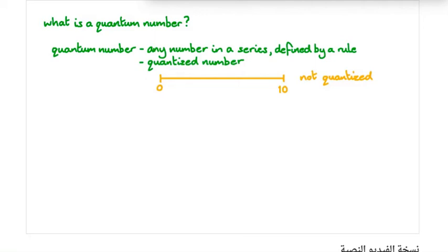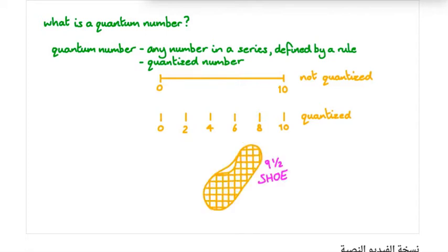There is an infinite number of numbers between 0 and 10. But we could quantize the range by moving in increments of 2, having 0, 2, 4, 6, 8, and 10 only. Many things are quantized, like shoe sizes. We could get a 9, 9.5 or 10, but it would be very hard to get a 9.2 shoe.